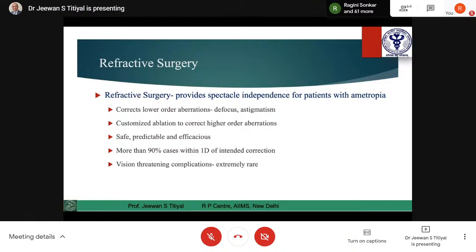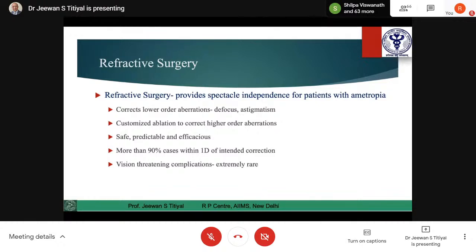So if you talk about refractive surgery, we know that this will correct the refractive error which the patient has. That means we can make the patient spectacle independent or contact lens independent by correcting their refractive error to emmetropia. So normally we are correcting lower order aberration, that is defocus or astigmatism. If you're looking for customized treatment, then you can correct higher order aberrations also. That means if you correct higher order aberration of a patient, the visual quality of these patients will be better. We all know these are safe, very predictable and efficacious, and almost more than 90% cases are within one diopter of intended correction for these patients. And complications are there for any surgery, but vision-threatening complication in today's time is extremely rare.